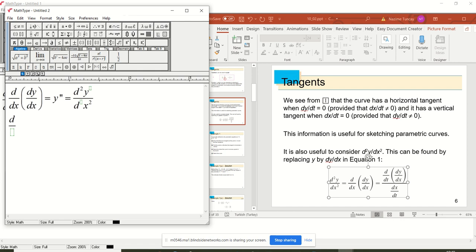Okay, d over dt. So d over dt means taking the derivative according to t, and I'm going to have the brackets like that. So it says dy over dx. Let me write also dy over dx. What does this mean here? This means take the derivative according to x, and then take the derivative according to t.